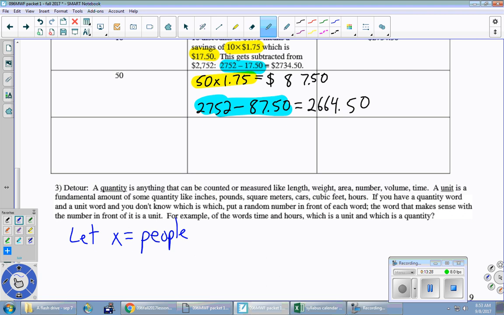Yeah, they're going on the cruise. And what is it that we're doing with all these people? Like what? It's the amount of people or the number of people. We need a quantity word here. People is a unit. Go ahead and write this. X equals number of people.